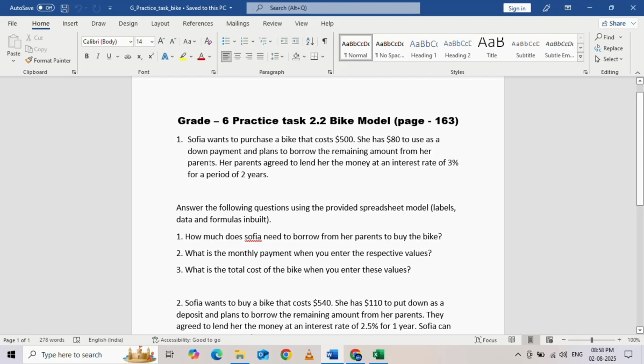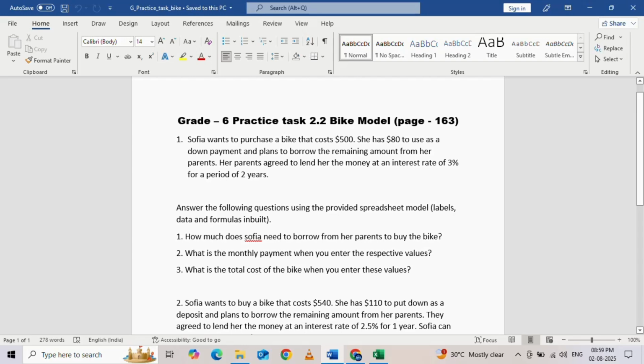Sophia wants to purchase a bike that costs $500. She has $80 to use as a down payment and plans to borrow the remaining amount from her parents. Her parents agreed to lend her the money at an interest rate of 3% and for a period of 2 years. That means Sophia would like to buy a bike that costs around $500 and she has $80 with her, and the rest of the money she would like to borrow from her parents, who are lending her the money at an interest rate of 3%.